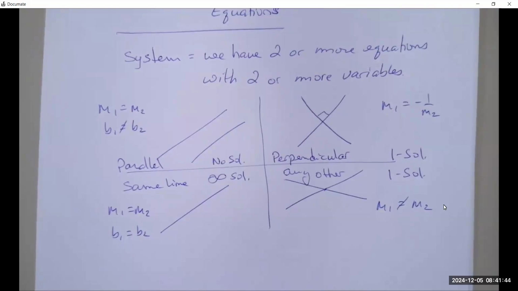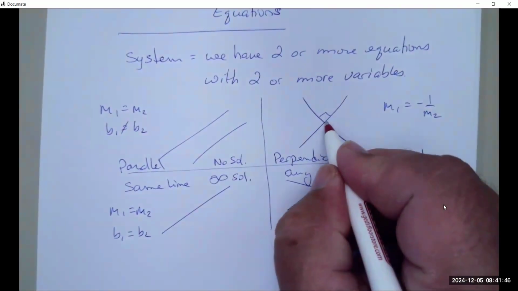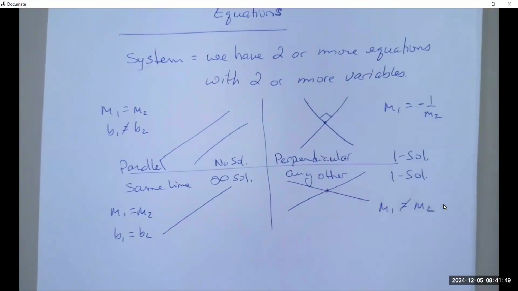Why does it not matter for the last one? Because the intercept could be where they solve. So if you have different slopes, you know they're going to cross in at least one place.